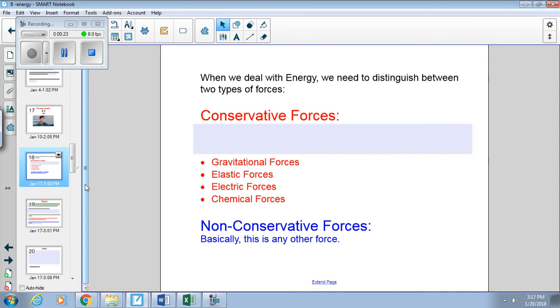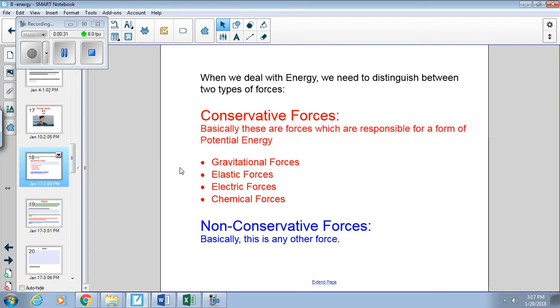There are two types that we deal with as far as energy goes. First, we have a conservative force. This is pretty much anything that changes from potential energy into anything else. So this is not going to change. It's conserved. You put it in, it comes out, everything's set. Examples of this are gravity, elastic, electric, or chemical forces.